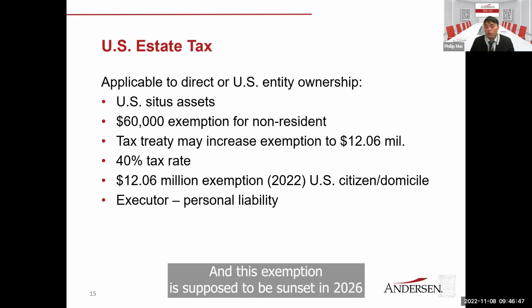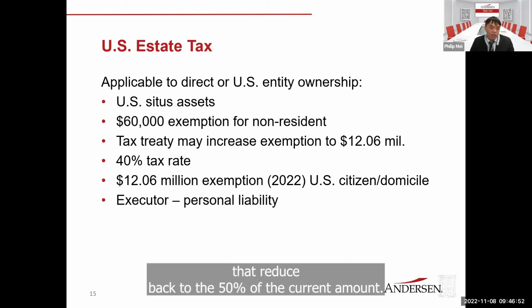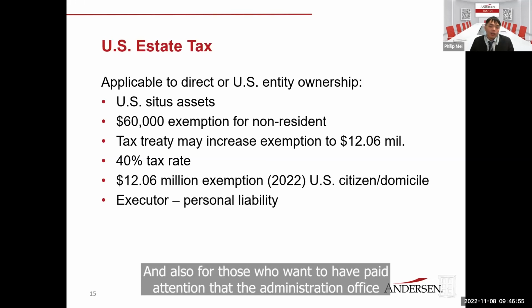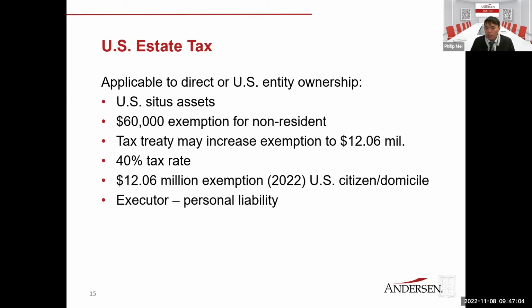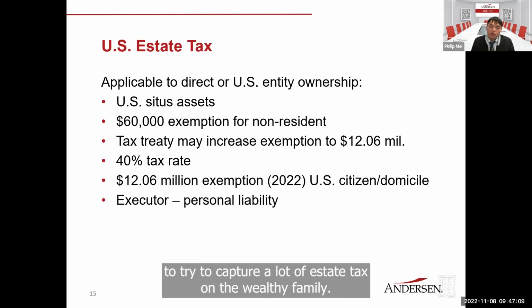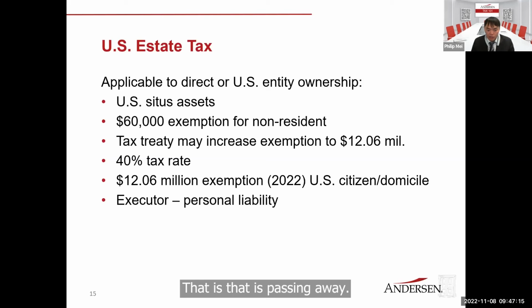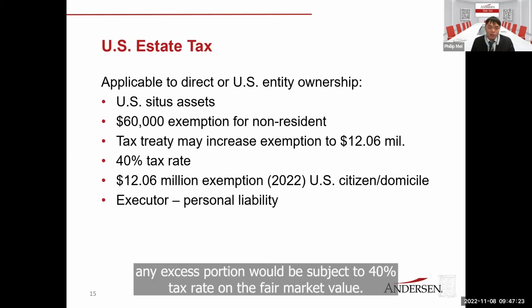And this exemption is supposed to sunset in 2026, reducing back to 50% of the current amount. And also, for those who have paid attention, the administration from the president's office has paid a lot of attention to the exemption, potentially lowering it even further to try to capture a lot of estate tax on the wealthy families that are passing away. If your worldwide estate is higher than the lifetime exemption limit, any excess portion will be subject to a 40% tax rate on the fair market value.